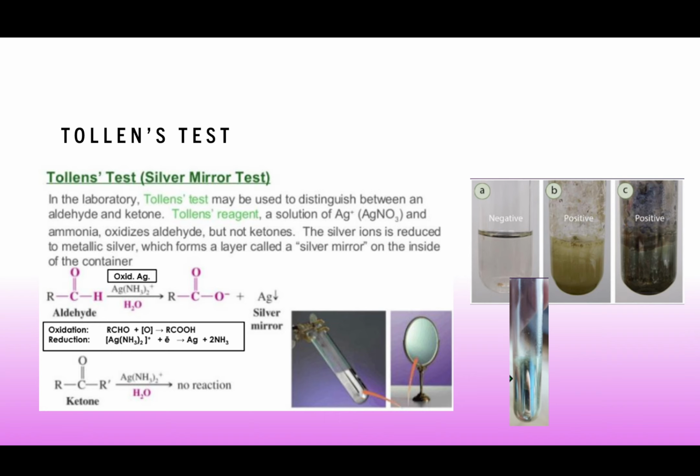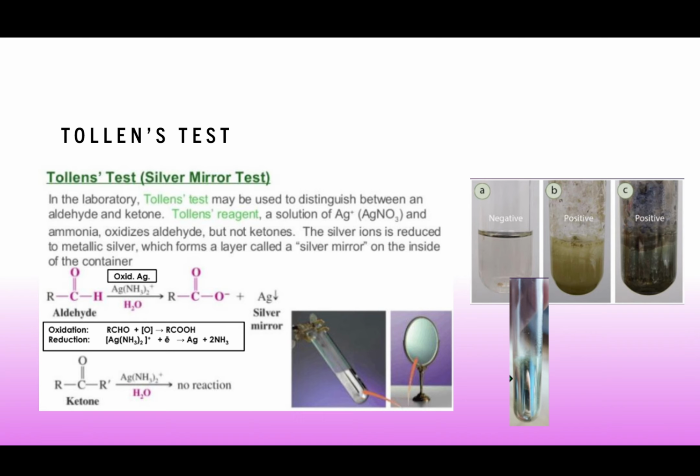Wonderful. So it oxidizes aldehydes, but not ketones. So positive for aldehydes, negative for ketones. The silver ions are reduced to metallic silver, so they gain electrons. The oxidation state goes from +1 back to zero, elemental silver, which is now metallic silver. And it forms a layer called the silver mirror on the inside of the container.